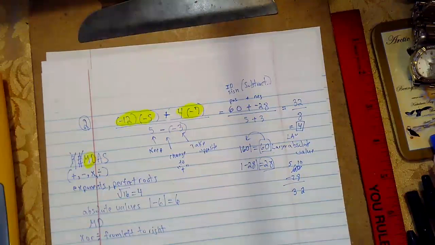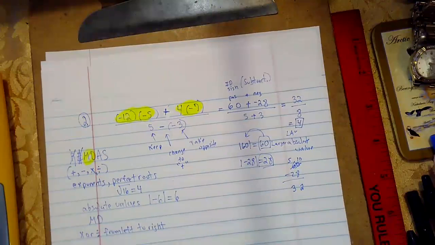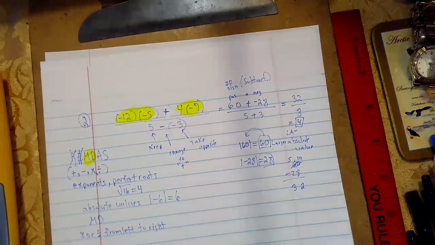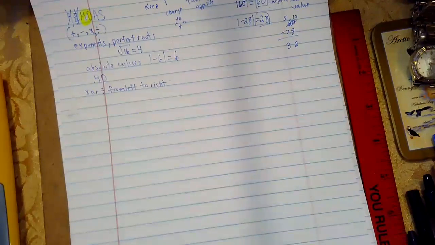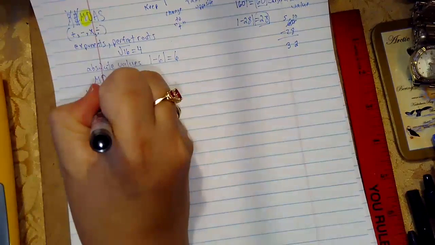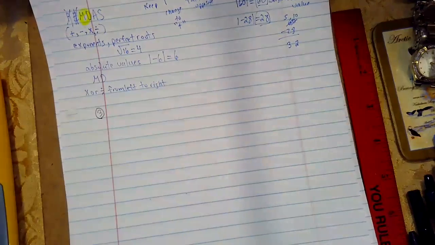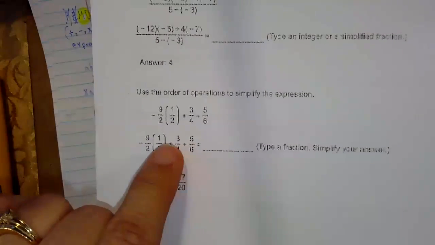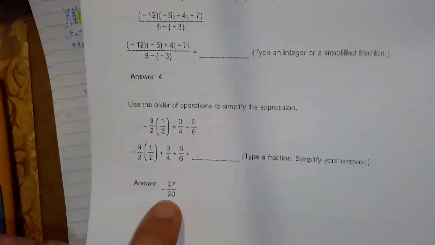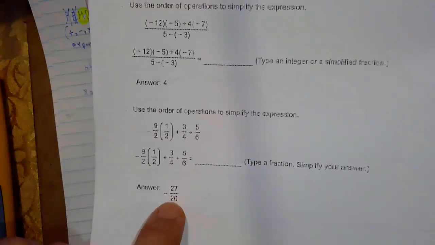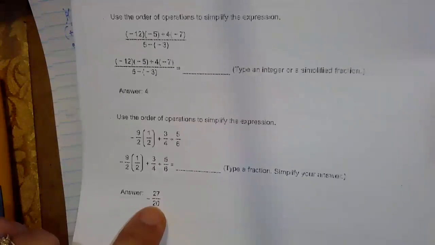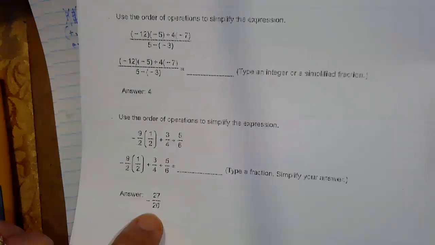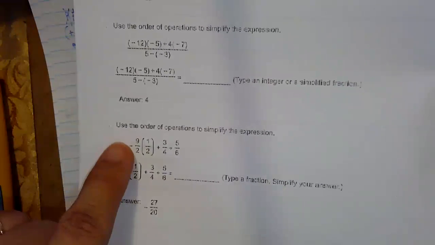Okay, now for the next problem, number 3, let me just change my ink a little bit. All right, so this is the next problem here. This is number 3, and this is the answer we're supposed to get when we're done. That's an improper fraction. And we could make it into a mixed number when we're done, but it doesn't say you have to make it into a mixed number.